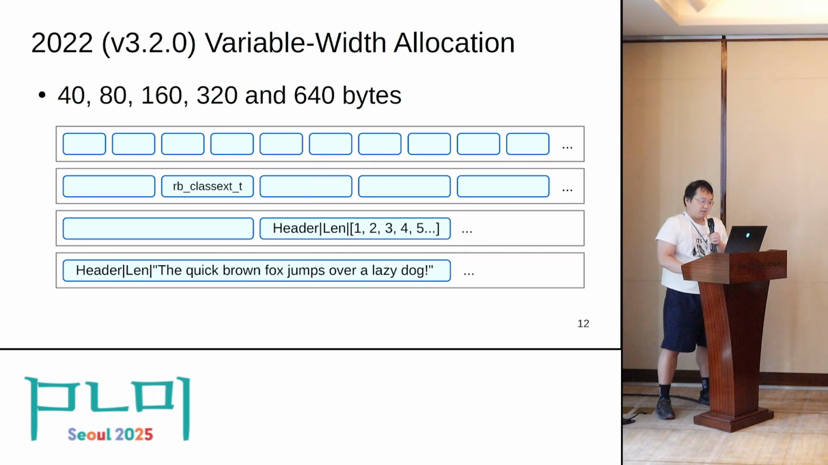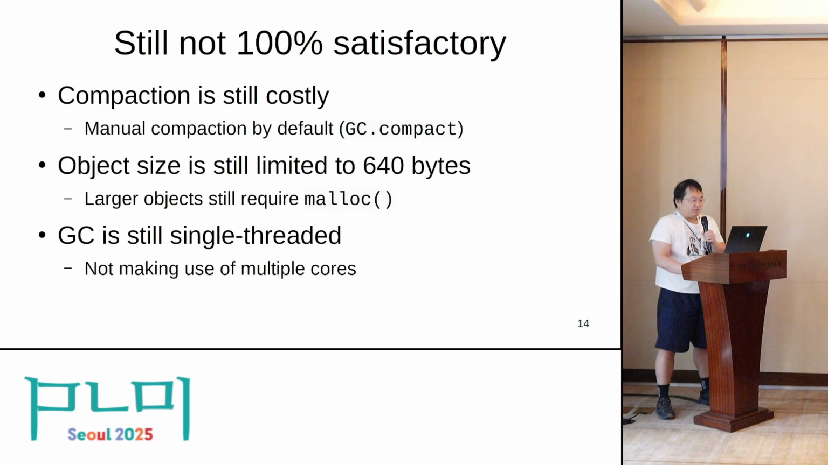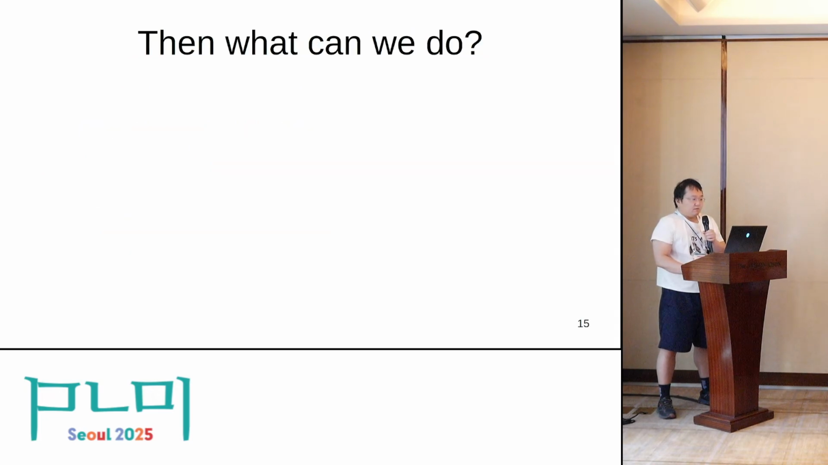But despite continued development effort, the CRuby GC is still not 100% satisfactory. The compaction is still costly, so it's triggered manually. The objects are still limited to 640 bytes, and GC is still single-threaded. Then what can we do?